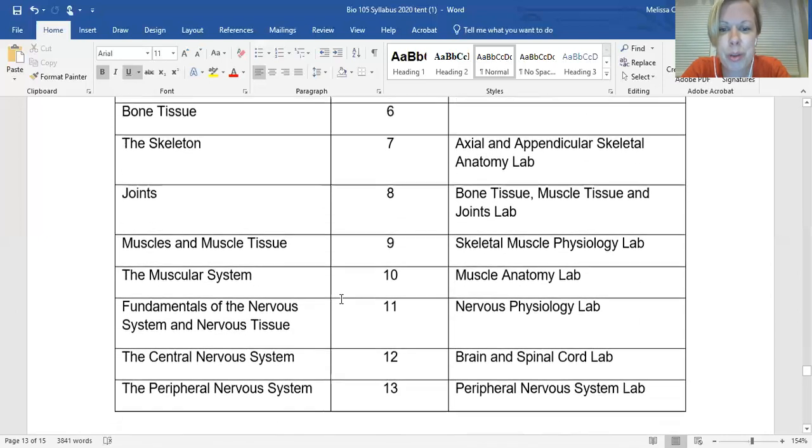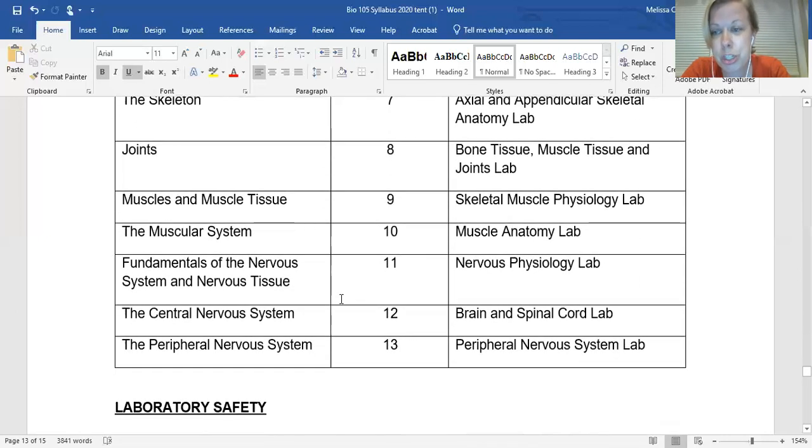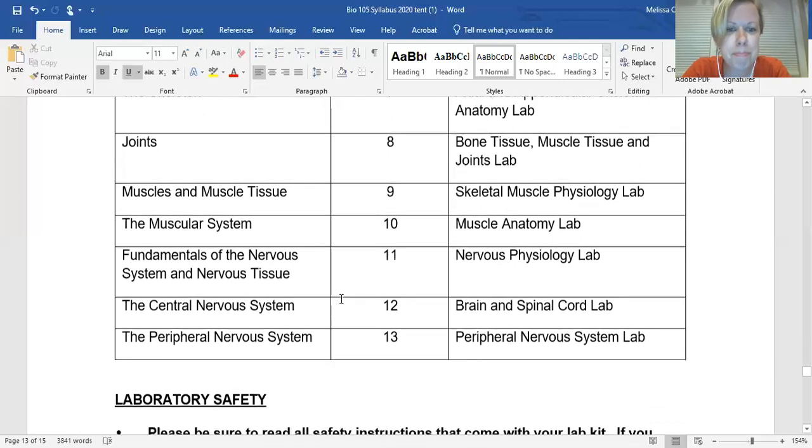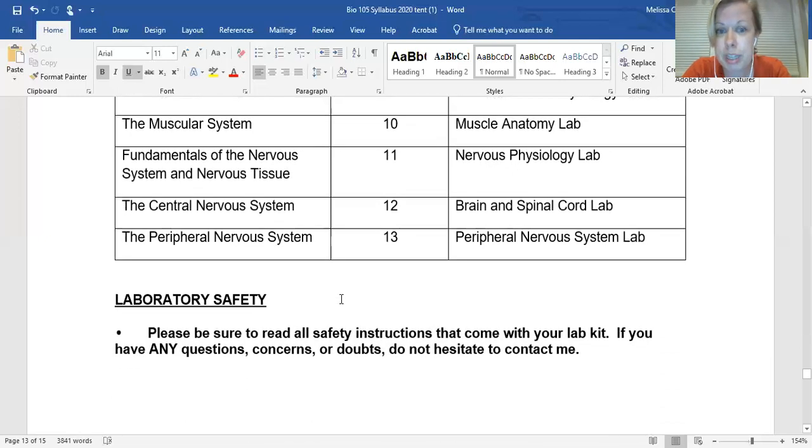But we do go all the way up to the peripheral nervous system, which is chapter 13. And that is the order, we stay in that order.